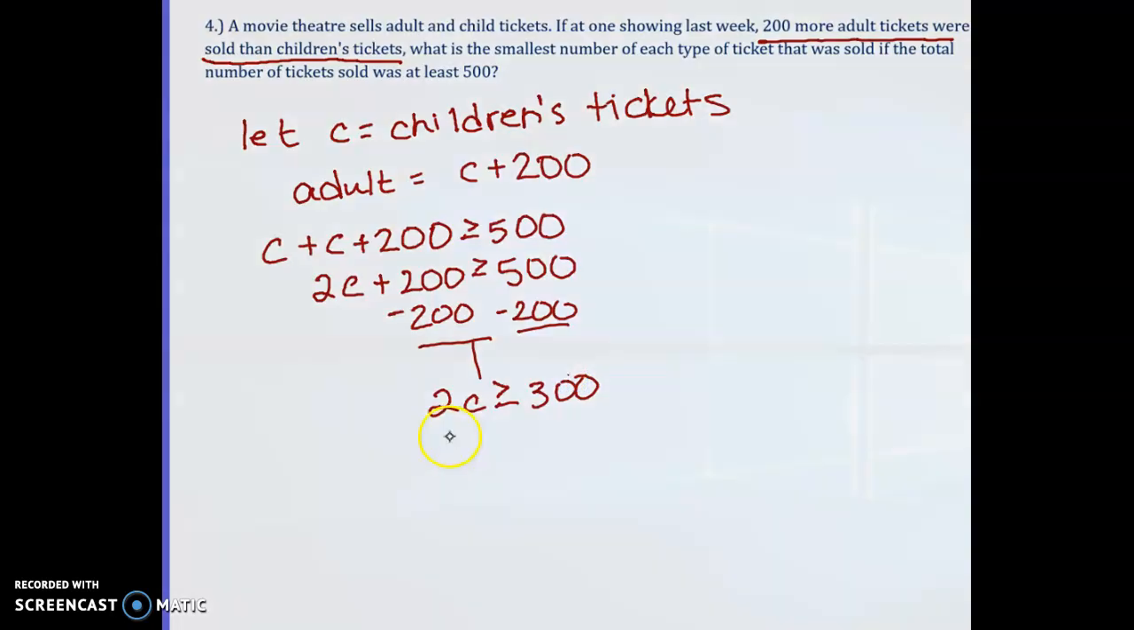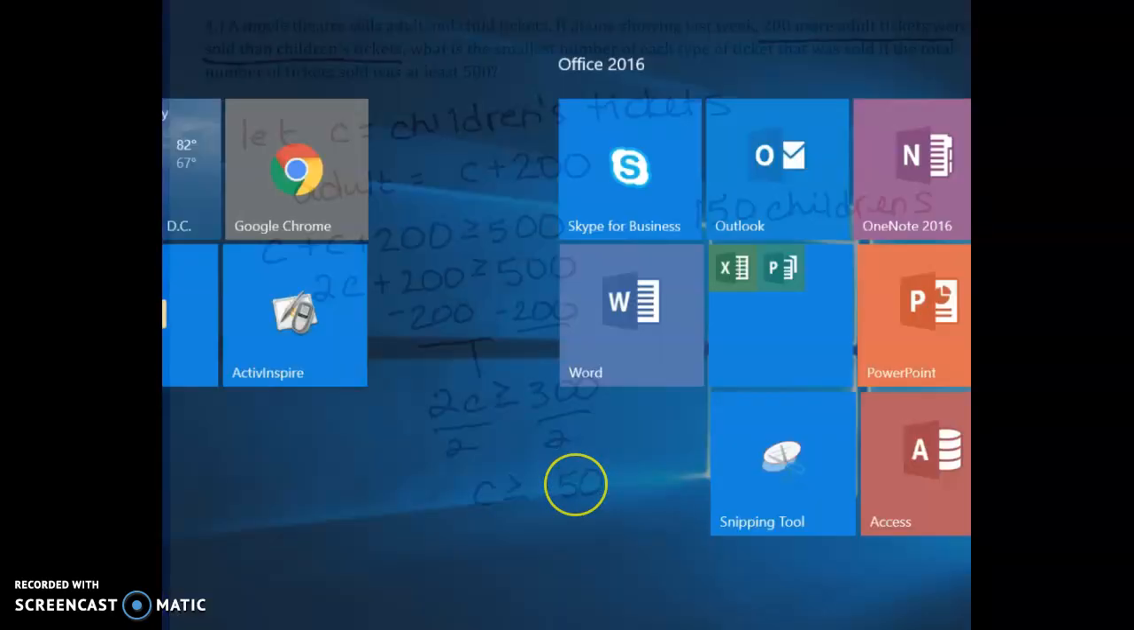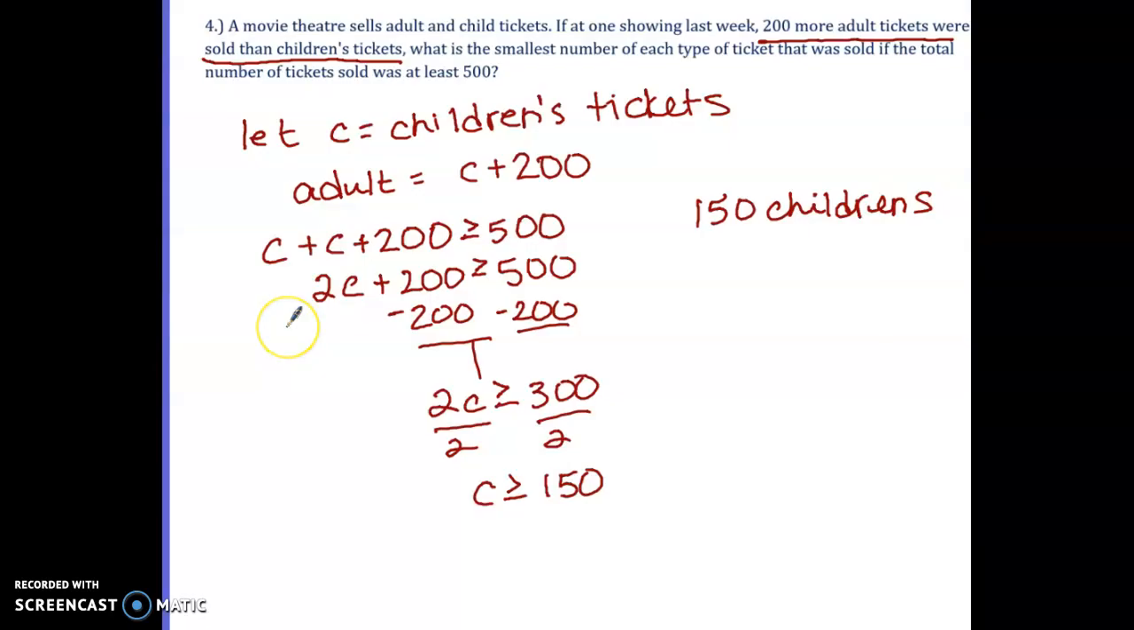Okay, so now when we divide by 2, where did my screen go? Okay, now we're going to divide by 2, and our C is going to be greater than or equal to 150. So we can say that we have 150 children's tickets, because we're looking for the smallest amount. The smallest amount would have to be 150. We add the 200, so 150 plus 200, let's do it up here. C is 150. We add 200, and we get 350 adult tickets. Okay, so 350 adult.